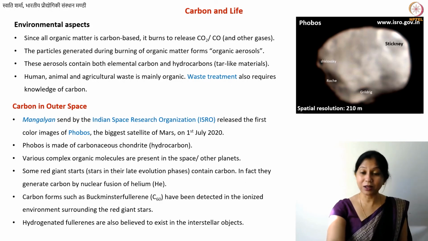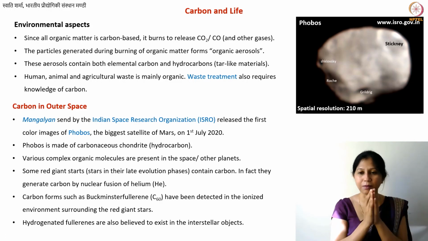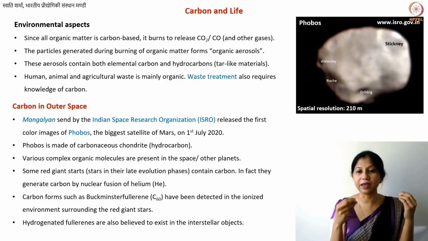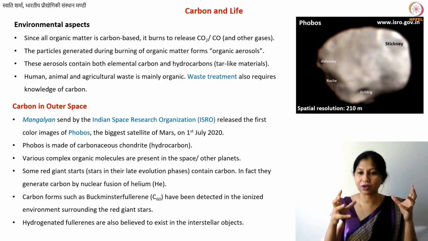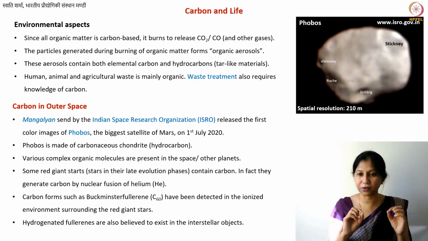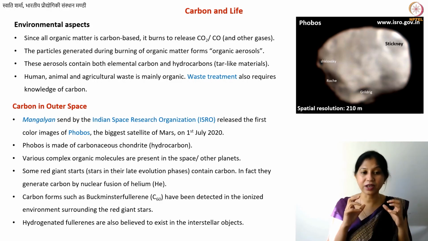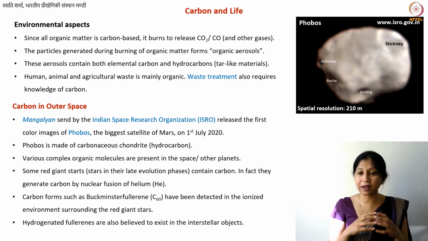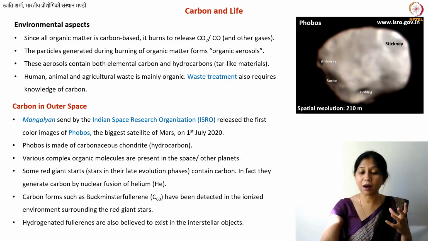Okay. Also, there are certain analogues of fullerenes. Analogues means you have some other chemical entity, for example, any other element, attached on top of them. So if you have hydrogen attached to fullerenes or hydrogen trapped inside the fullerenes, then you would call them hydrogenated fullerenes. And these are also believed to exist in many interstellar objects. So you know that carbon is definitely found in outer space, and that it does tell us a lot about outer space.